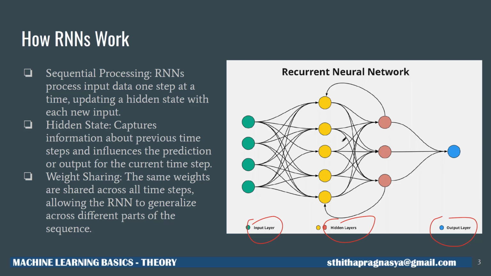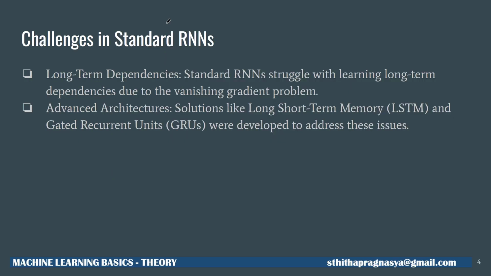And then you have something called weight sharing. Remember, we have spoken about weights as well. RNNs share the same weights across all time steps, which allows them to generalize across different parts of the sequence. However, standard RNNs struggle with learning long-term dependencies due to issues like the vanishing gradient problem, which is why architectures like long short-term memory and gated recurrent units were developed, which are our next 2 videos. We will talk about it. Those are the challenges, long-term dependencies, and in order to handle that, we have LSTM and GRUs.